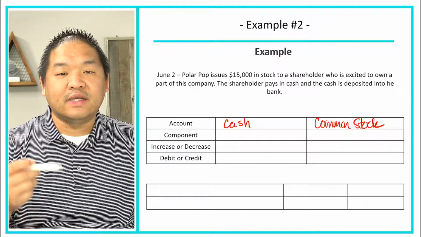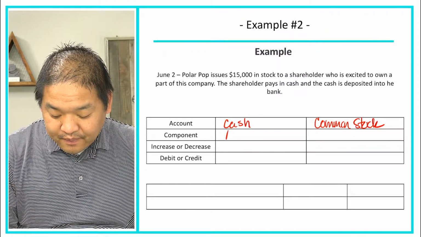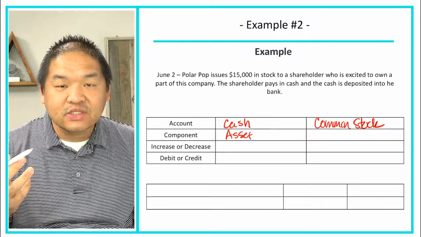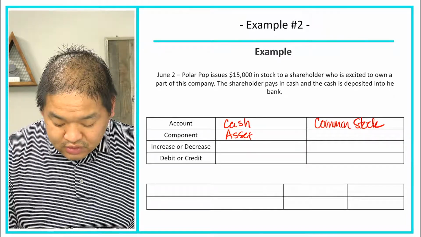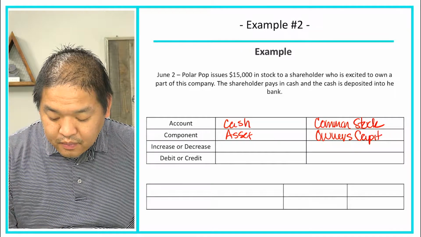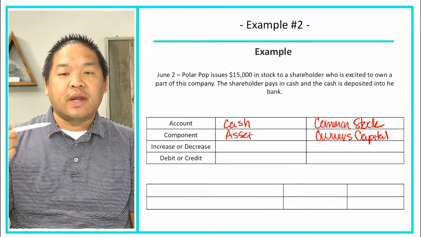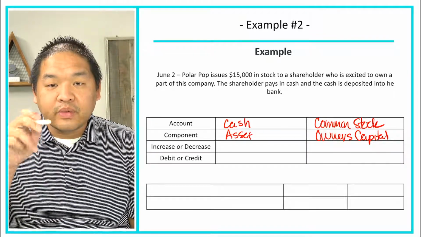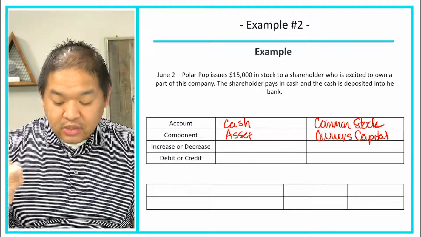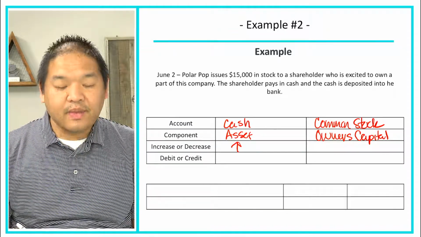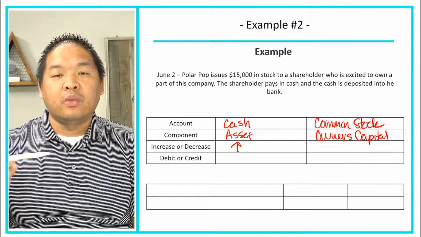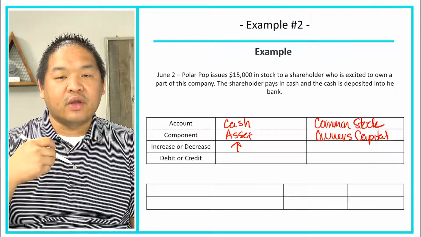All right, so what type of account is cash? Well, cash is an asset. What about common stock? Well, I actually gave up equity, so that common stock is owner's contribution, so owner's capital. All right, so cash, what happens? Does cash go up or down? Well, we received $15,000 from the shareholder, so cash is going to go up. Now, what about common stock? Do we have more common stock? Do we have less common stock? Well, when we issue common stock, we're issuing more.